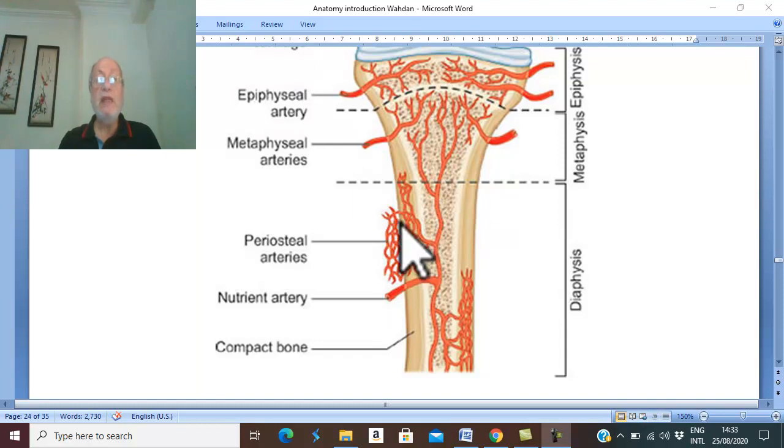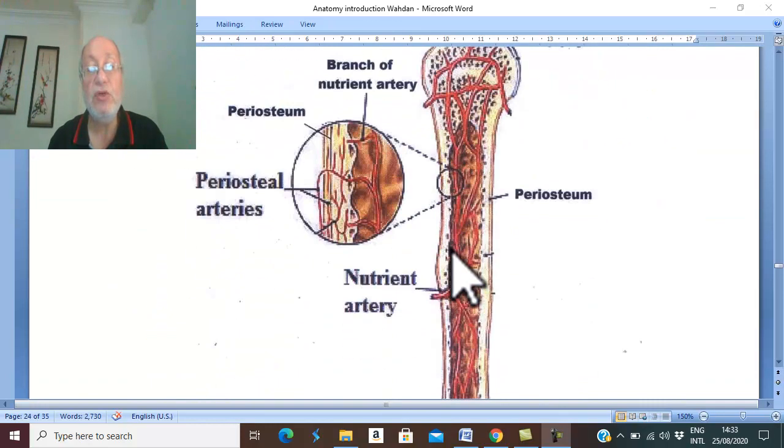Many muscles are always attached to the bone. Also, the arteries supplying the muscles attached to this bone supply the bone. Therefore, the arterial supply of the bone can be summarized in this picture. Mainly the nutrient artery, supplying the inner 2/3 of the thickness of the cortex and the bone marrow.